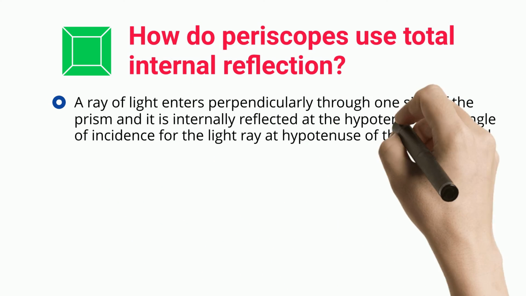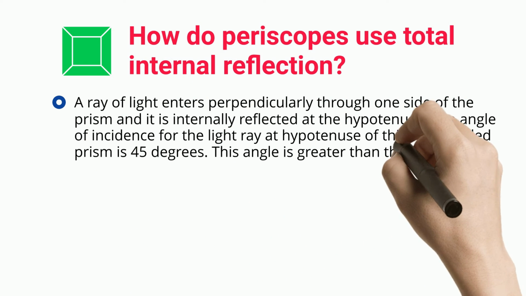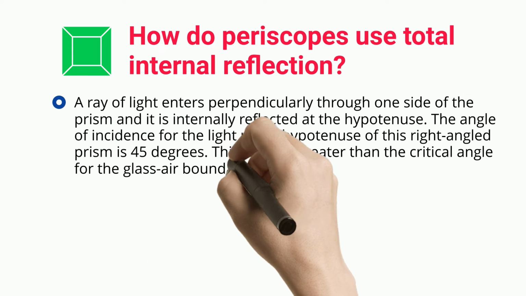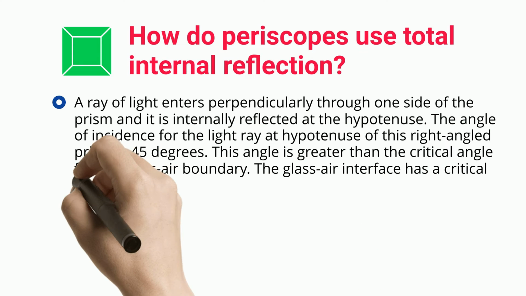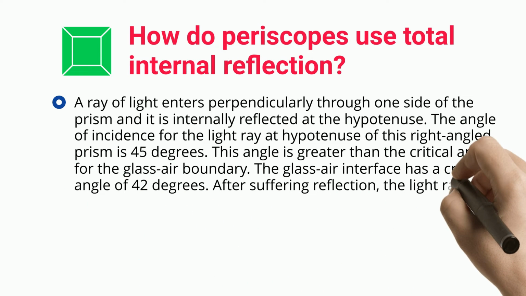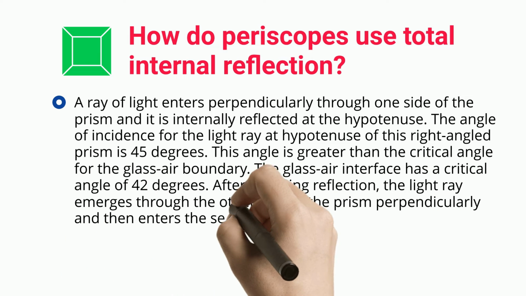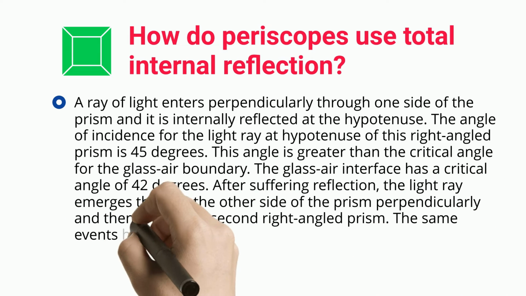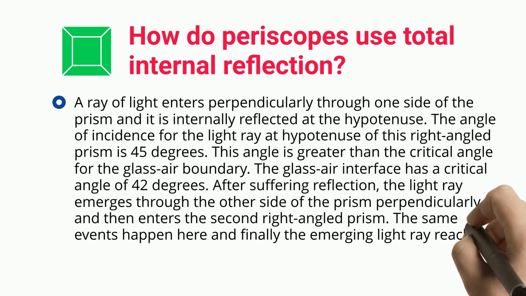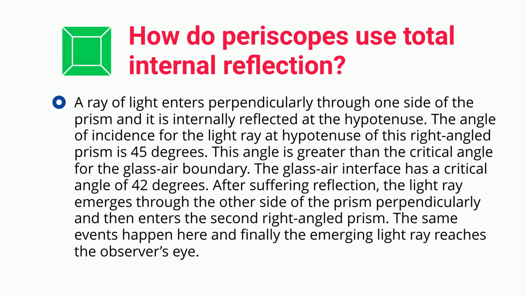The angle of incidence for the light ray at the hypotenuse of this right-angled prism is 45 degrees. This angle is greater than the critical angle for the glass-air boundary. The glass-air interface has a critical angle of 42 degrees. After suffering reflection, the light ray emerges through the other side of the prism perpendicularly and then enters the second right-angled prism. The same events happen here and finally, the emerging light ray reaches the observer's eye.